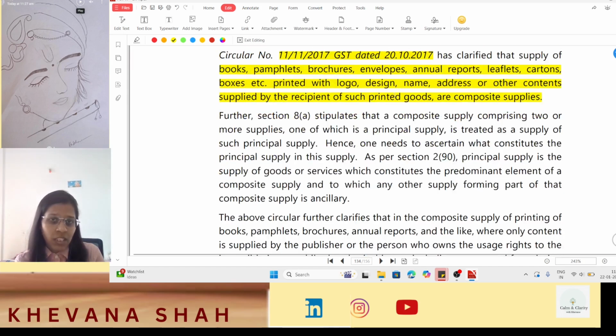Now, as per section 8(a), a composite supply comprising two or more supplies, one of which is a principal supply, is treated as a supply of such principal supply. So in case of composite supply, the supply will be considered as the supply of the principal goods or services.